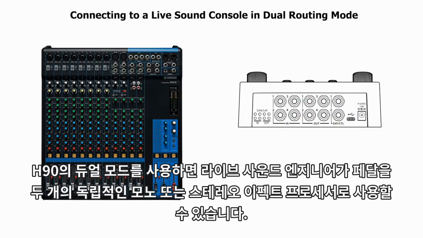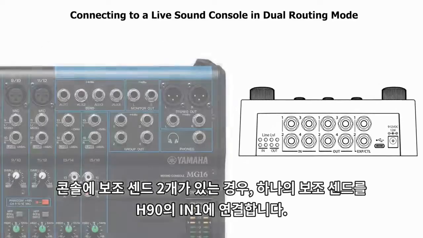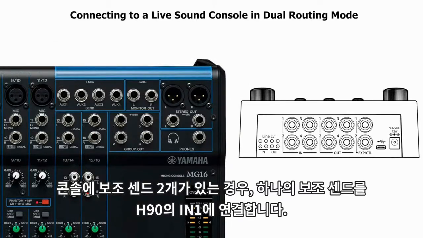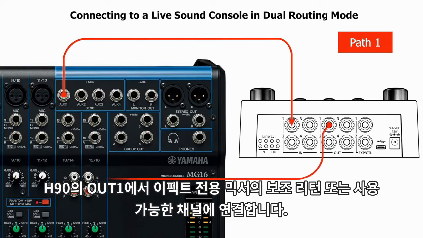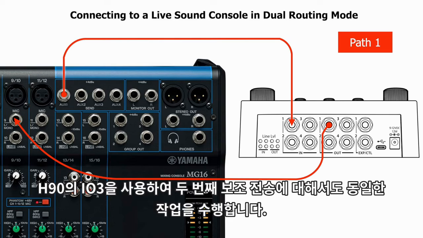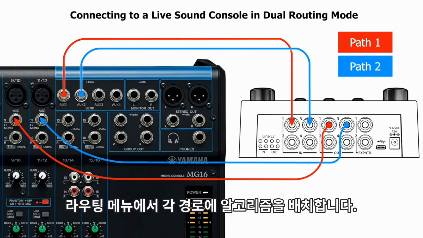Dual mode on the H90 allows live sound engineers to use the pedal as two independent mono or stereo effects processors. If the console has two auxiliary sends, connect one aux send to in 1 on the H90. From the H90's out 1, connect to the aux return or an available channel on the mixer dedicated to effects. Do the same for the second aux send using IO3 on the H90. In the routing menu, place an algorithm on each path.